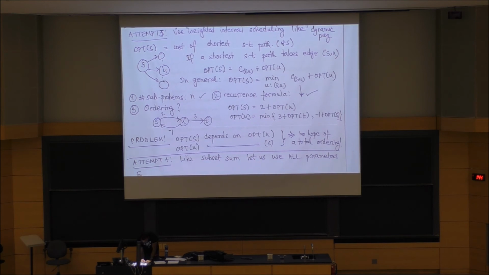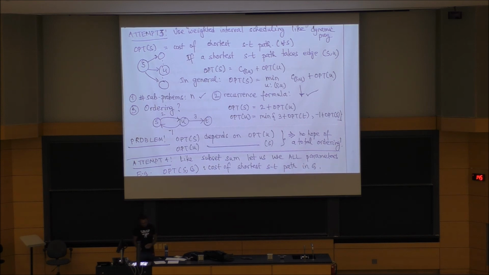And so for example, one option could be you could define opt of S, G, and now we are explicitly adding the graph as being another parameter. So it's cost of shortest ST path in G.